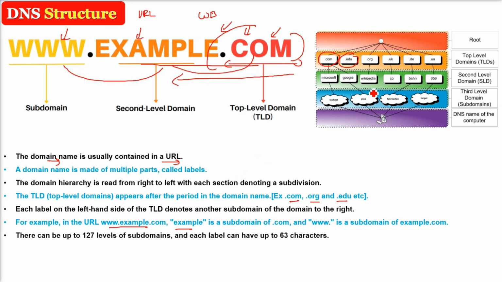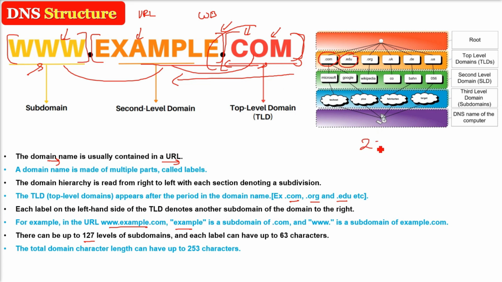There can be up to 127 levels of subdomains. It is not just one, which is what we usually know. It can go up to 127 levels of subdomains, and each label can have up to 63 characters. .com you cannot change, .edu you cannot change, but these subdomains, for example this example, can be Google, it can be some other thing. The total domain character length can be up to 253 characters.